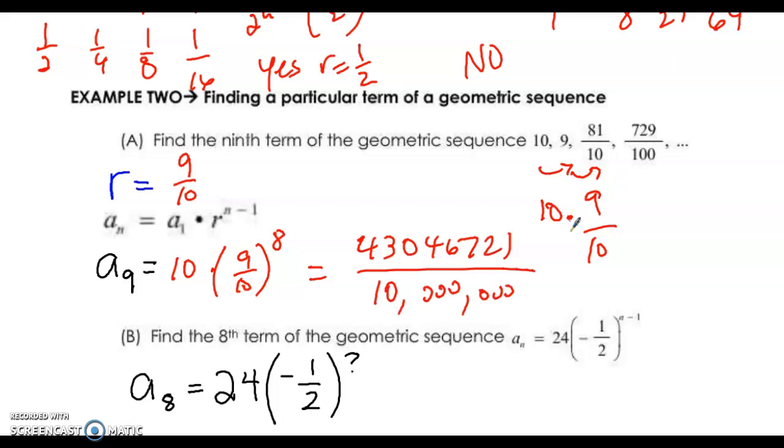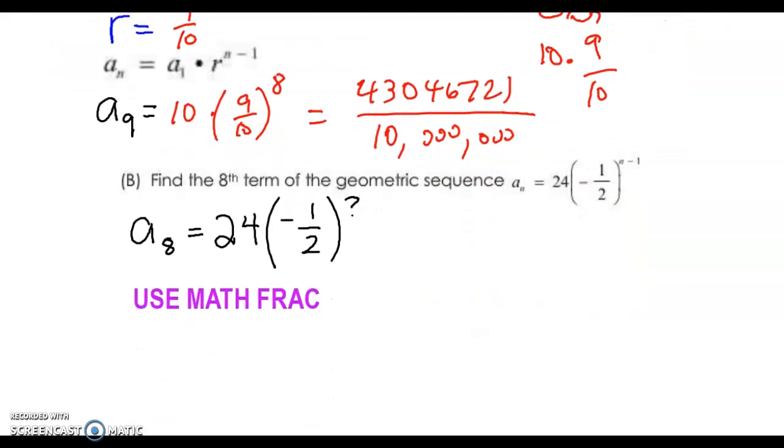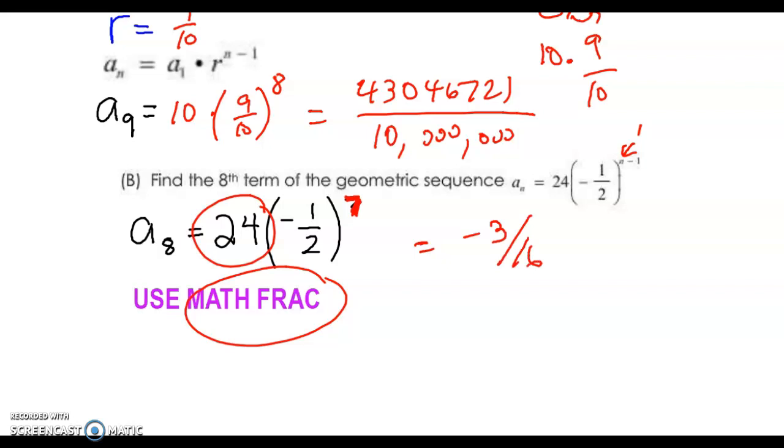Good enough. Okay. B. So find the 8th term of the geometric sequence. So I throw my 8 in. A sub 8 equals the first term, 24, times -1/2 to the 7th, because it's n minus 1. And the way we got the first term, this 24, is if I plug in 1 for n, this is to the 0 power. Anything to the 0 power is 1, so it's just going to be 24 times 1, 24. And then if you don't get a fraction, just use math enter, but you should get -3/16.